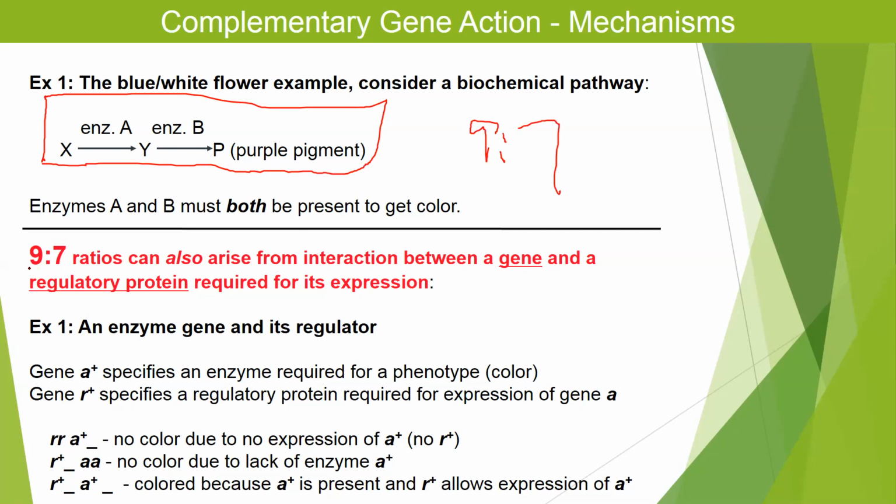All right, so we just used one example to show this 9:7 ratio. And this 9:7 ratio can also arise from the interaction between genes. So here we use a pathway example. However, this ratio can also arise from the interaction between a gene and a regulatory protein required for the expression of this gene. All right.